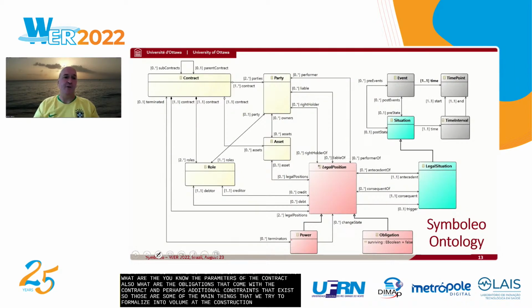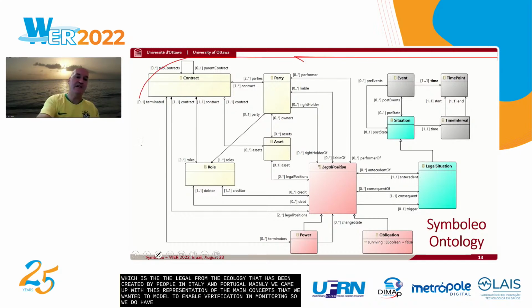To construct Symboleo, we've looked at dozens, if not hundreds, of contracts to understand what kind of terms and conditions exist in that space. We've also got some inspiration from foundational ontologies like UFO, and also UFO-L, which is the legal foundational ontology that has been created by people in Italy and Portugal mainly. We came up with this representation of the main concepts that we wanted to model to enable verification and monitoring.